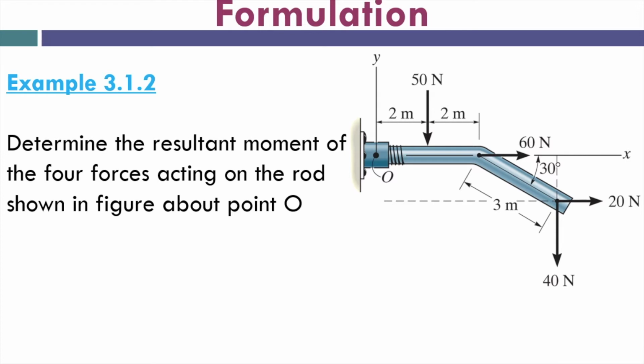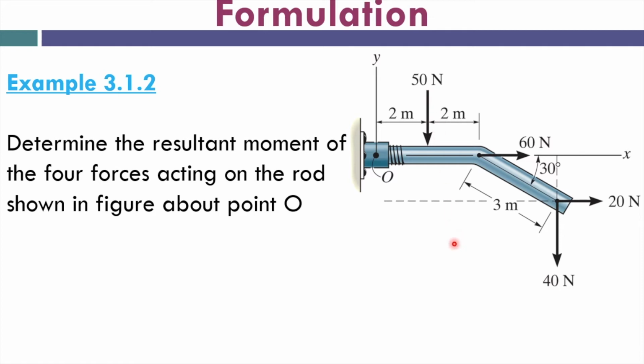Okay, here we are going to find the resultant moment for four forces. If you see here, the four forces are 15 Newton here, 16 Newton here, 20 Newton here, and 40 Newton here. So how much is the resultant moment acting about point O? Here we do the calculation with counterclockwise as positive, and clockwise as negative.